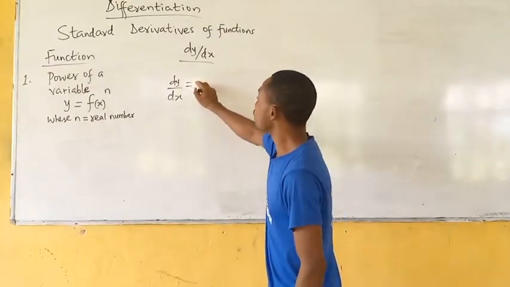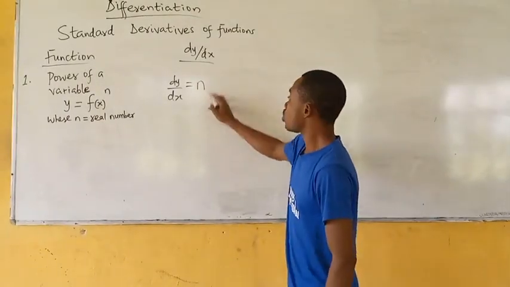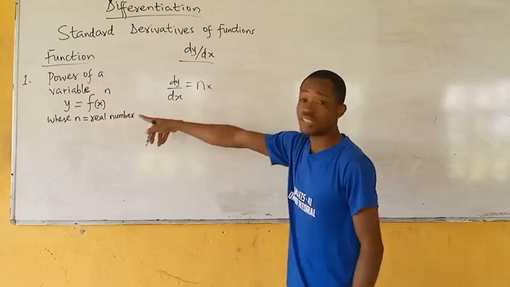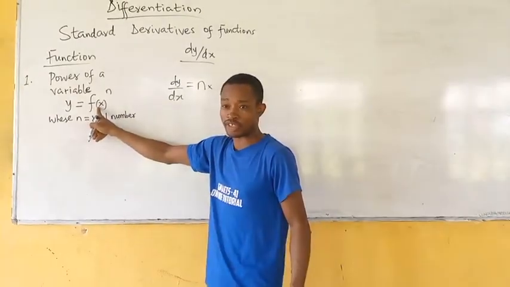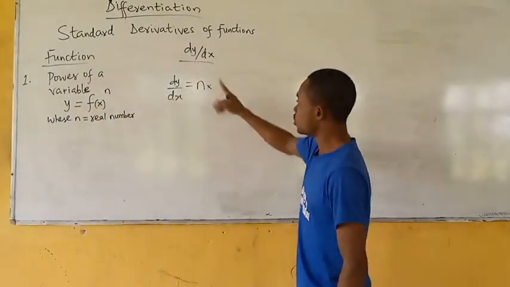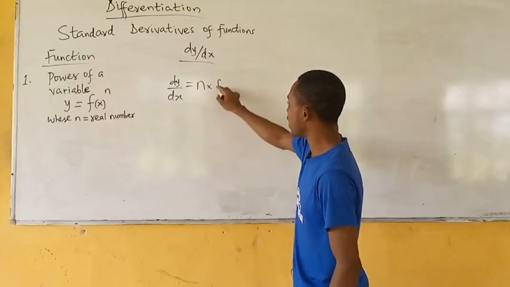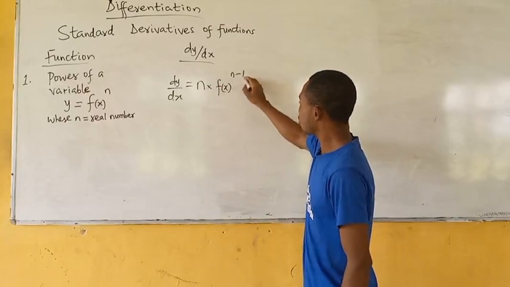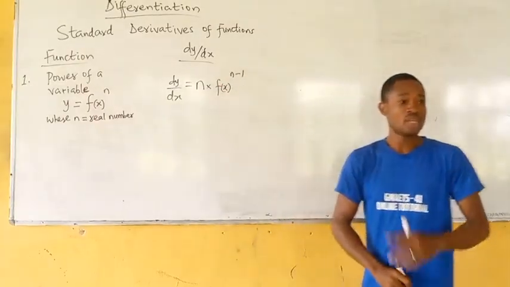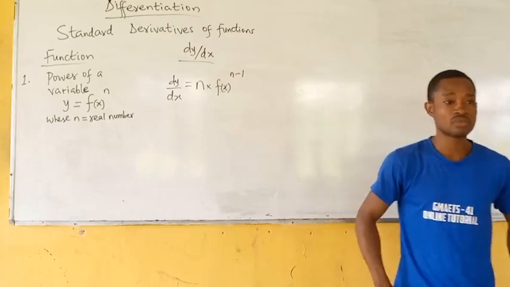Watch. Use that power n to multiply the base. The base is the minor function because this thing is read as nth power of f of x. I pronounce the n first. So use the power to multiply the base f of x. Go to the power, subtract 1. Are you getting me right? Is this thing difficult to understand, friends?